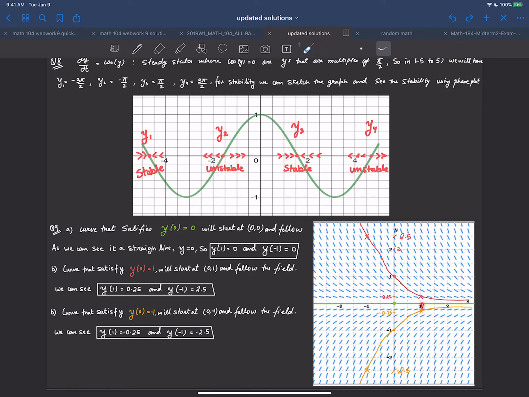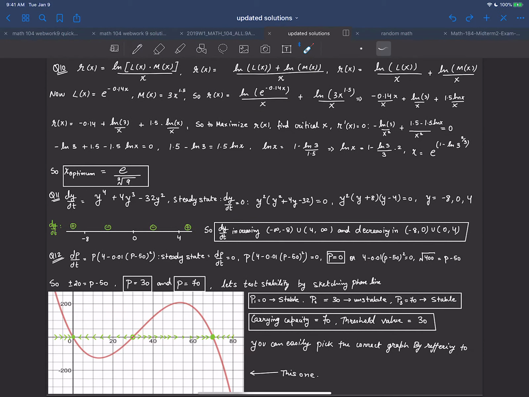So in this case, y of 1 is just negative 0.5, and then y of -1 is going to be this value, which is negative 2.5. And that's how you solve question 9. Now, question 10 is not based on a differential equation. This is just another regular optimization problem.